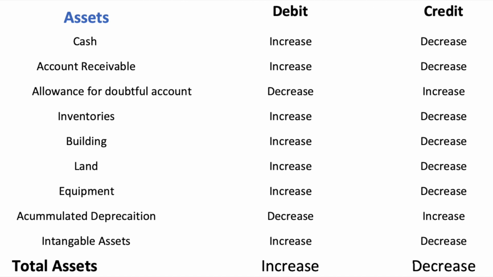Accumulated depreciation is a reduction of the value of the long-term assets. Accumulated depreciation increases with a credit and decreases with a debit. Intangible assets increase with a debit and decrease with a credit. Current assets plus long-term assets equals total assets.